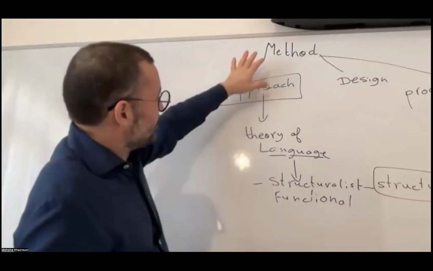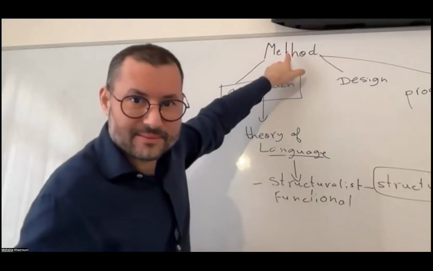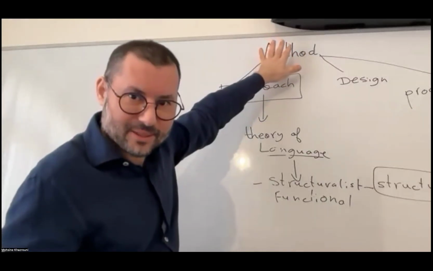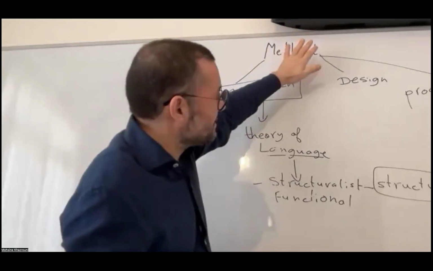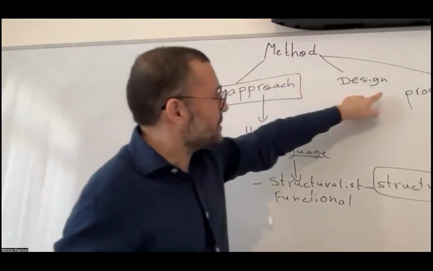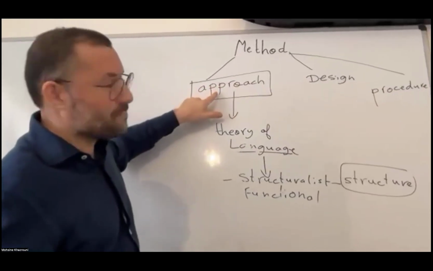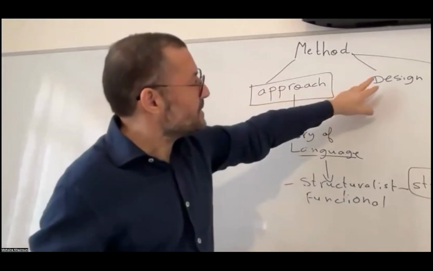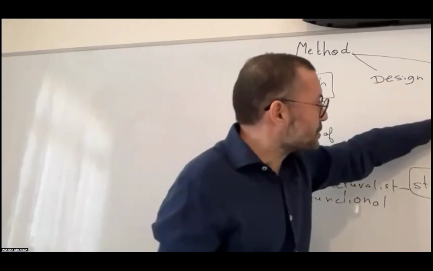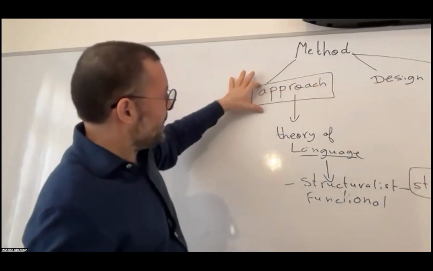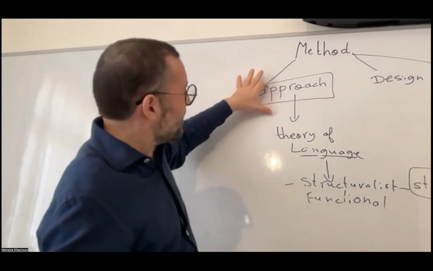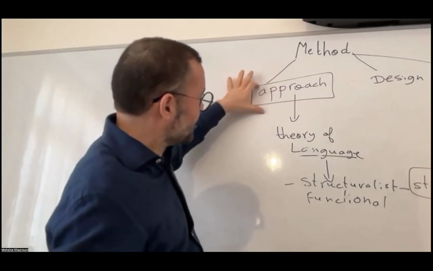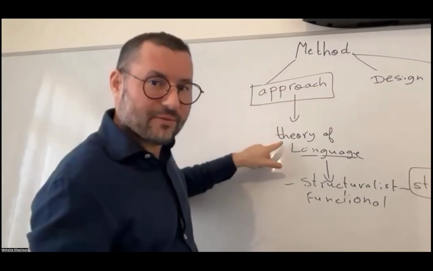So, first of all, we are talking about method. That's the main title, teaching method. To talk about a method, we have to talk about three terms. Number one, an approach. Number two, design. And number three, procedure. First point is an approach. When we talk about an approach, we talk about theory of language.